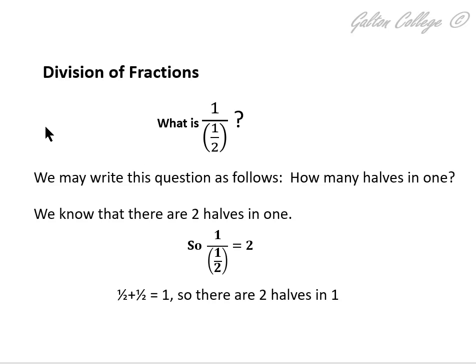Now, with that in mind, look at this one. What is 1 divided by a half? We may write this question as follows. How many halves in 1? We know the answer straight away. We know there are 2 halves in 1. Remember back to the circle at the beginning. When we had it in halves, there are 2 halves in 1. If you join the 2 halves together, you get a full circle. So we know that 1 divided by a half is 2.